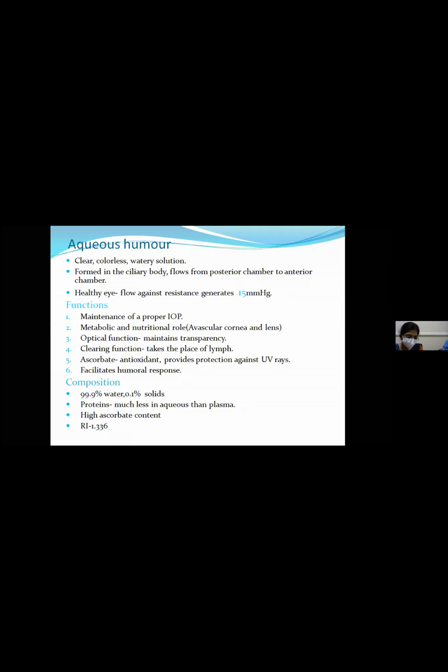It is mostly composed of water, 99.9% water and 0.1% solids. The protein content of aqueous humor is much less than plasma, and it's very high in ascorbate content. The refractive index is 1.336.